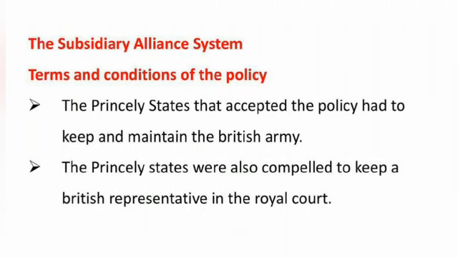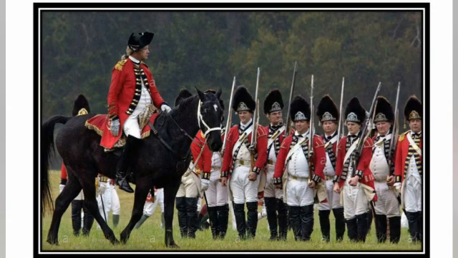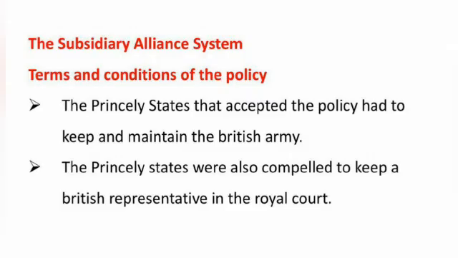The subsidiary alliance system. Now we'll study about the terms and conditions of the policy. Now, as per the subsidiary alliance system, the princely states that accepted the policy had to keep and maintain the British Army. So, the princely states were compelled most of the times to accept this policy, and as per the policy, they were supposed to maintain the British Army. So, all the expenses were to be borne by the king.